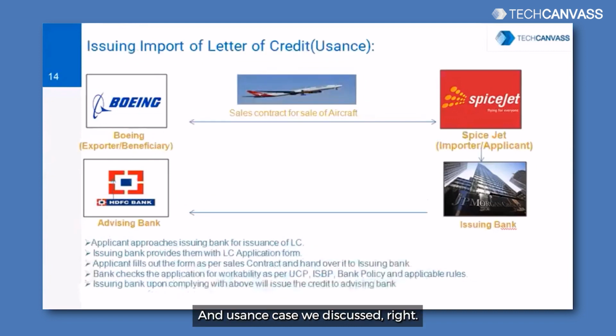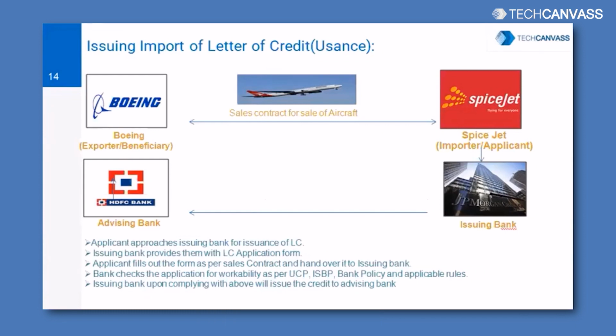And the usance case we discussed, right? The applicant approaches the issuing bank for the usance. The issuing bank provides the LC, and these things will be common. And in the usance, it will be paid in the future.